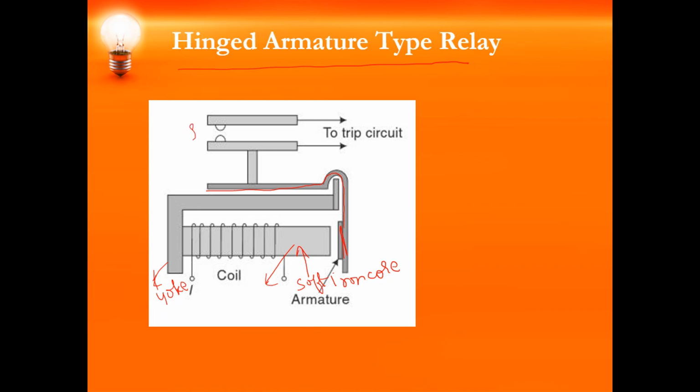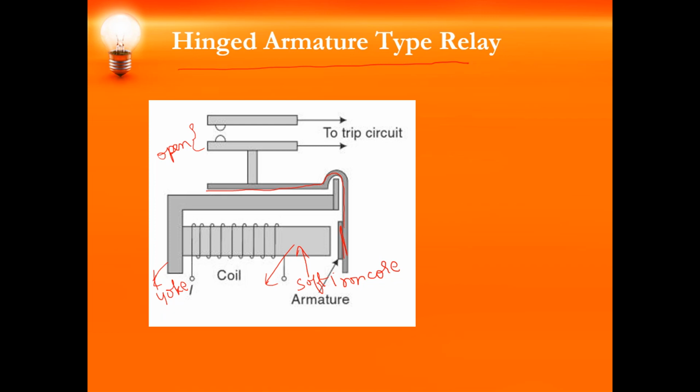And we have the relay contacts here, and it is given to the trip circuit, that means to the circuit breaker. So you can observe that under normal operating conditions, the relay contact should be open. Whenever the fault occurs, it should identify and the relay contact should close.